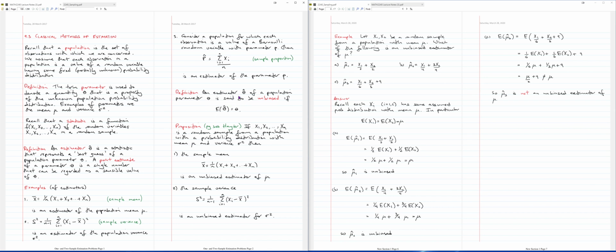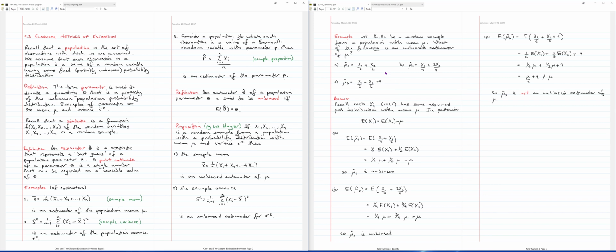So this theta hat is a random variable, and if it's a random variable, you can take the expected value of it, using your normal definition of expected value. If the expected value of theta hat is equal to the parameter of your population, then the estimator is said to be unbiased.